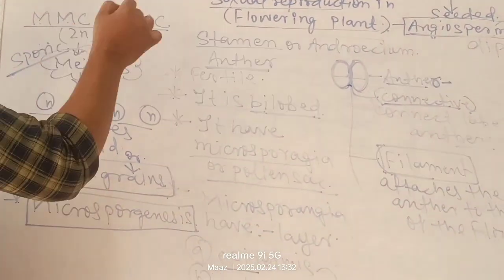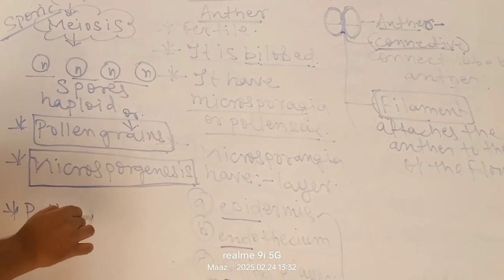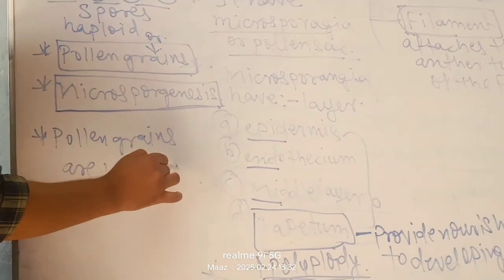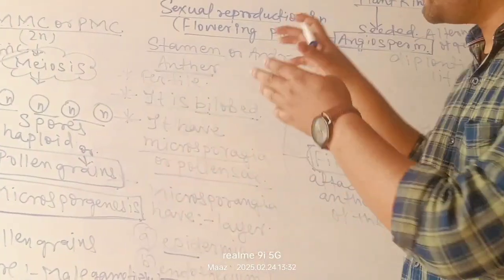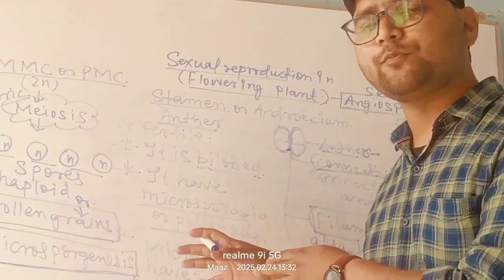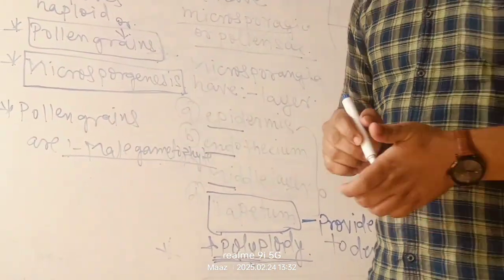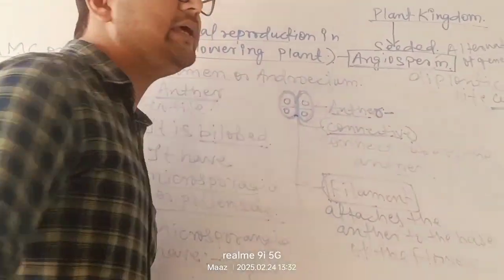And the formation of pollen grains from the PMC is called microsporogenesis. The pollen grains are male gametophyte. Now from here the gametophytic phase starts. Now their whole process is the sporophytic phase, in which meiosis occurs to form spores, and after that the pollen grains are formed, and the pollen grain is the first male gametophyte, which occurs inside the chambers of the anther.